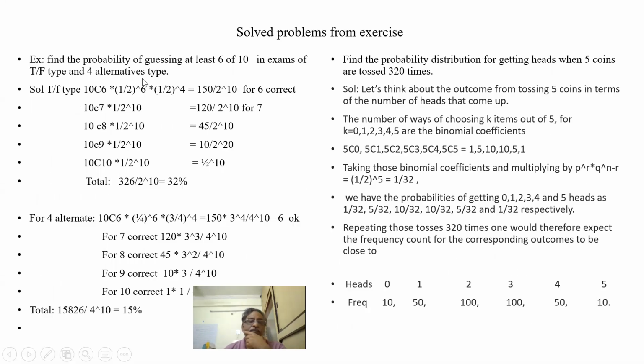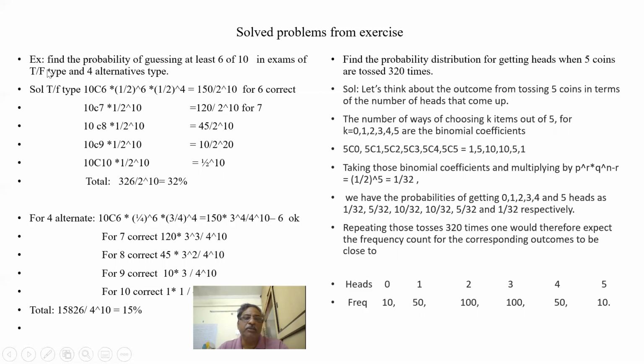Let us see. Find the probability of guessing at least 6 out of 10 in exams, true-false type and 4 alternative types. This is the general category. If there is negative marking, whether we have to attempt or not. If there is no negative marking, we attempt all the questions, whether we know the answer or not, because one may get some right out of the 5 or 6 answers. Suppose there is negative marking, then whether I should attempt or not. So this is the probability problem on that.